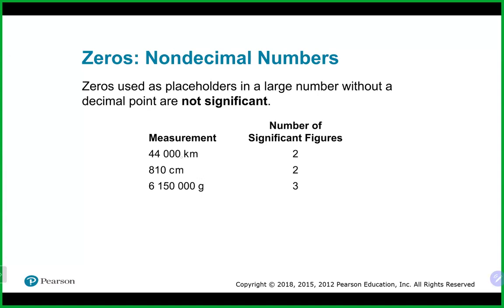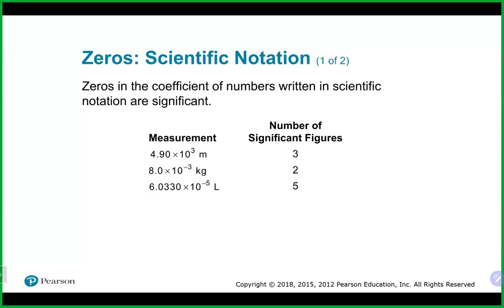Again, these zeros are all not significant. They all come at the end, and there is no decimal point in any of those numbers, so none of them are significant. Just go left to right, and we get our 2 significant figures there, our 2 there, and our 3 there. And as we talked about in scientific notation, this would be 3 significant figures, 2 significant figures, and again, a bunch of them there, but we have 5 significant figures in this particular case.